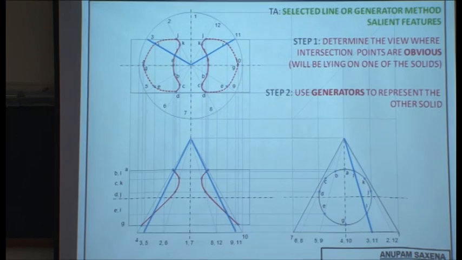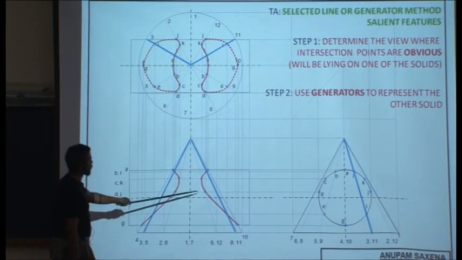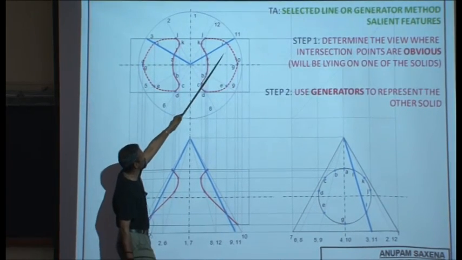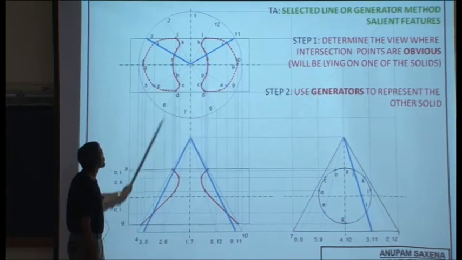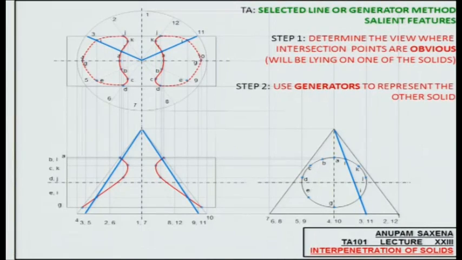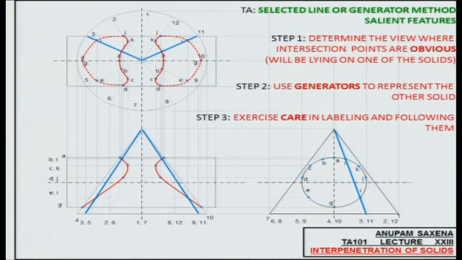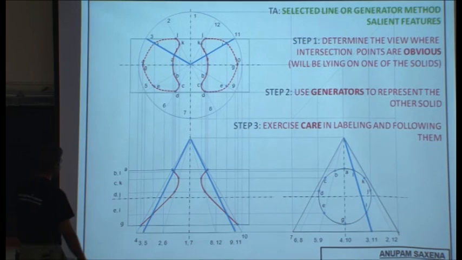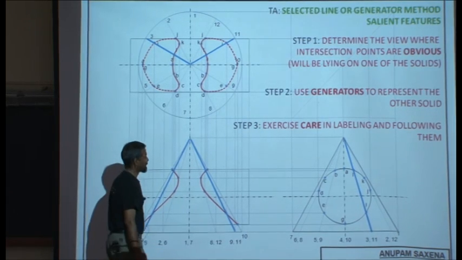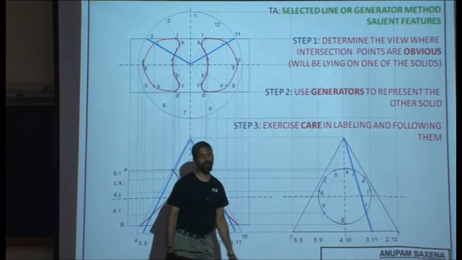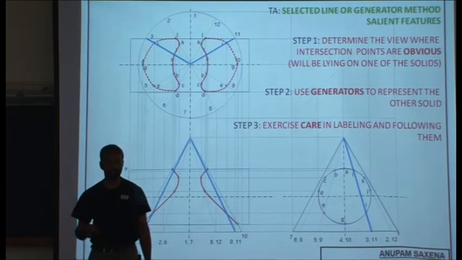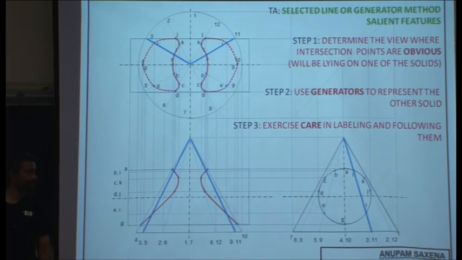And in the top view, of course, if you project this over here, this would be line 11, and this one here would be line number 3. Step 3, and this is something which is important. You have to exercise care in labeling and following them. If you don't label these lines properly and these intersection points properly, it'll be difficult for you to connect the dots later on.